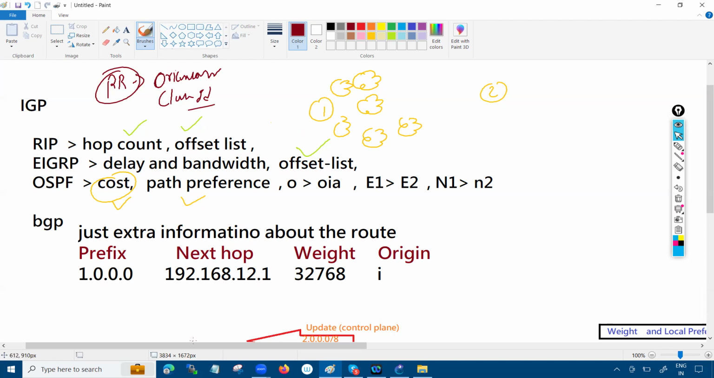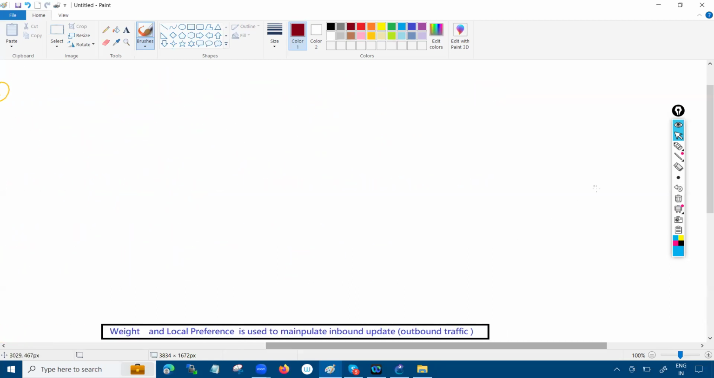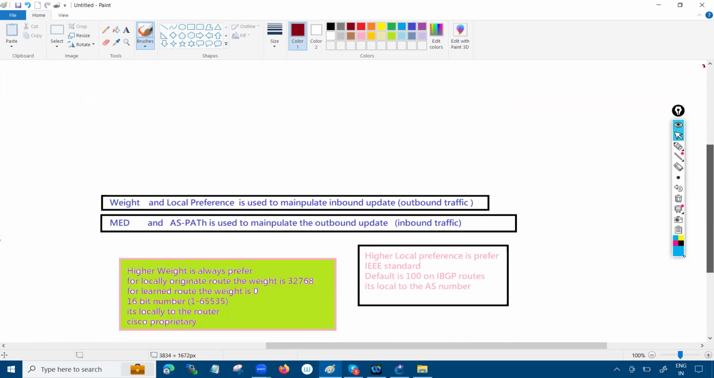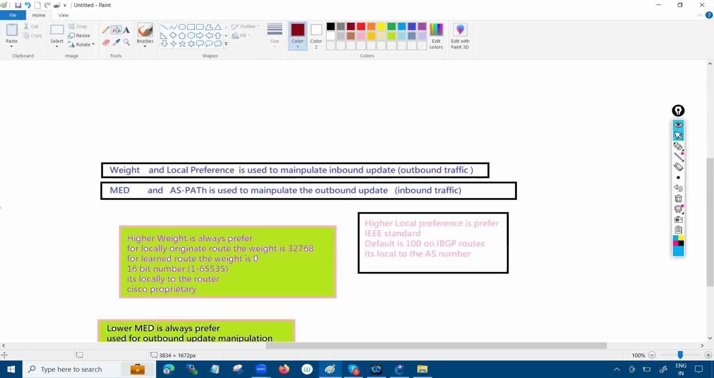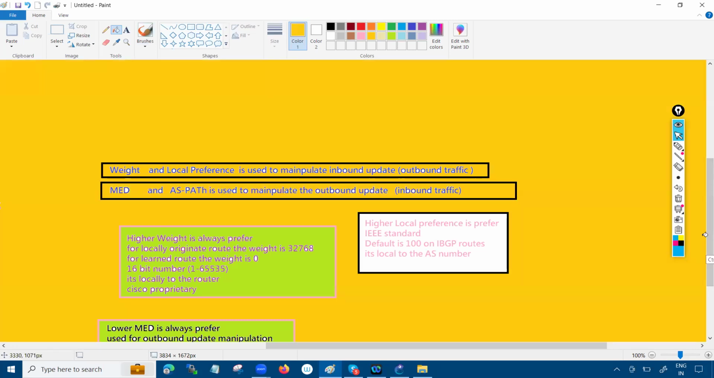Right? So if you remember, in our BGP lessons we have seen that weight and local preference are used to manipulate the outbound traffic, or we can call it an inbound update. Whereas if you're going to manipulate the outbound update, or we can call it inbound traffic, then you need to use the MED and AS path. We have basically seen this as well, if you remember.